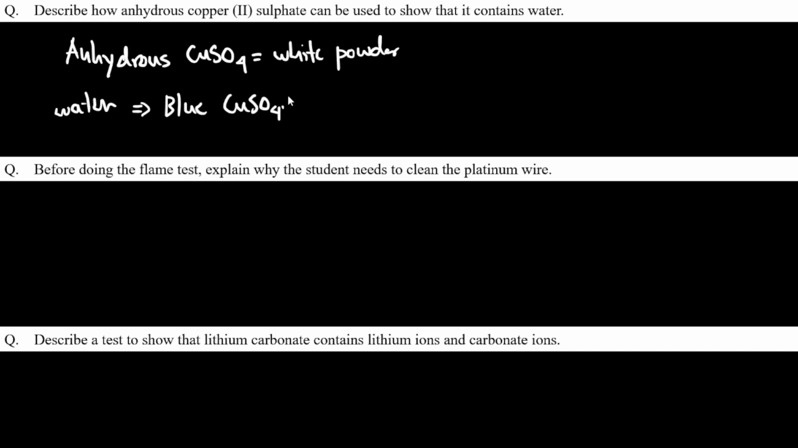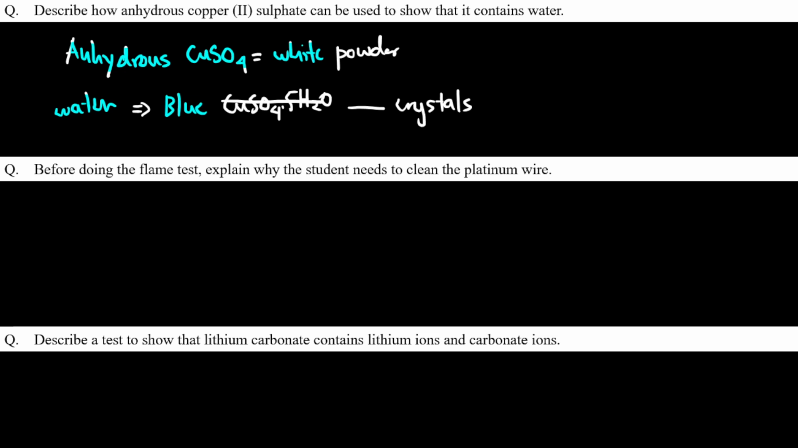Okay? Or if you don't know how to write copper 2 sulfate crystals, you can simply write copper 2 sulfate in word and then crystals. But the idea here that you need to let them know is that anhydrous copper 2 sulfate is a white powder, but if you add water into it, it will have blue crystals.